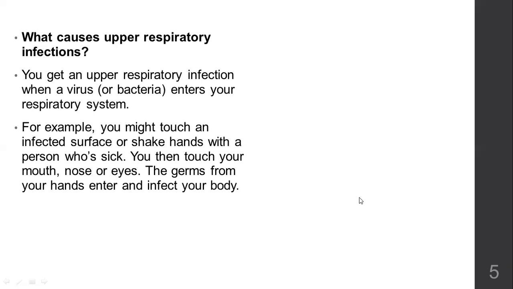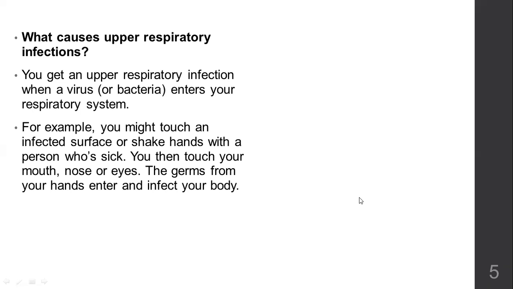So what causes upper respiratory tract infection? When any pathogen, bacteria or virus, enters your respiratory system, even through direct or indirect contact. Germs can enter your body through your hands, or when you touch certain areas or use certain articles used by a sick person who is suffering from a particular condition.